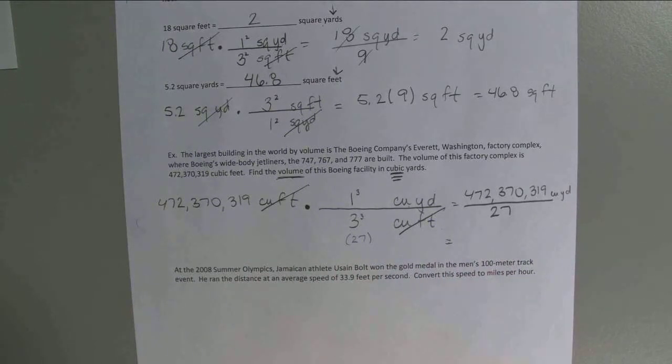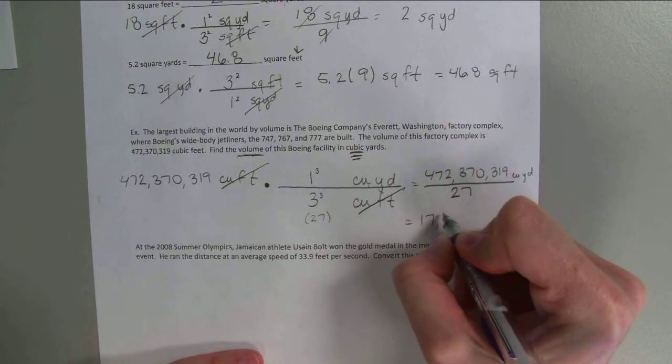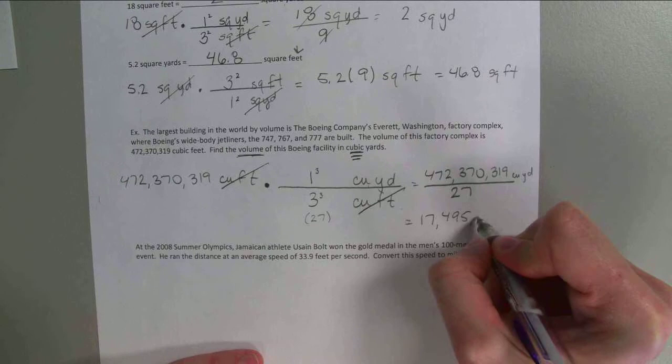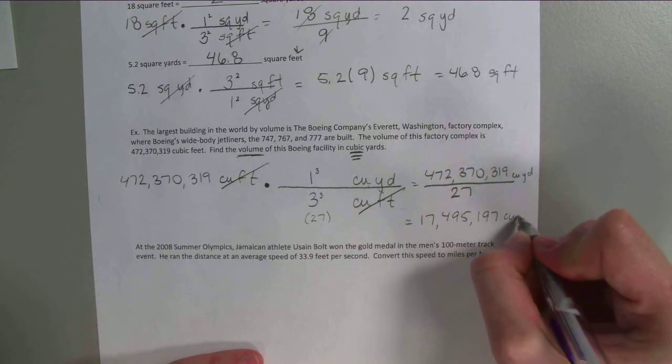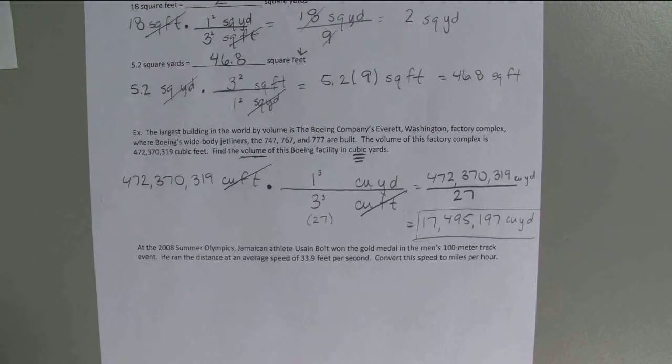You see what I'm doing there? So the cubic feet cancel out. The 3 cubed doesn't, okay? So that's just 27. So straight across is the 472 million number, straight on the bottom is the 27. It's still a huge number. I have, see if this matches what you have, 17,495,197 cubic yards. Is that what you got when you took that number divided by 27? Yes. Does that sound right?